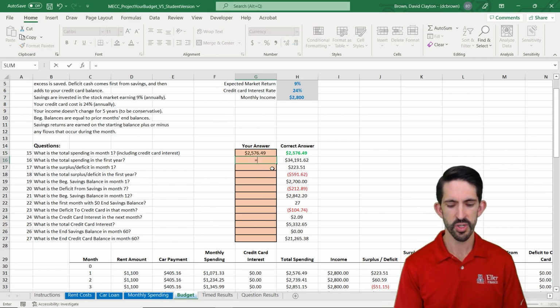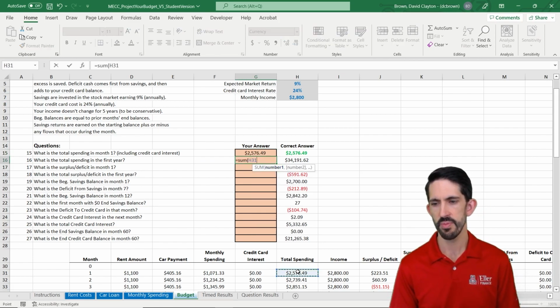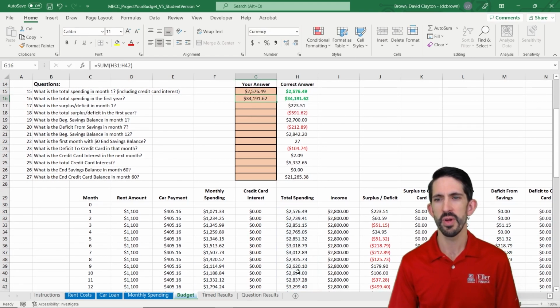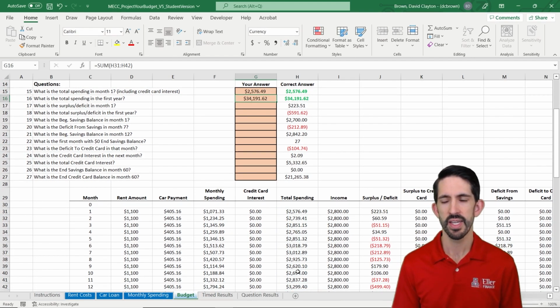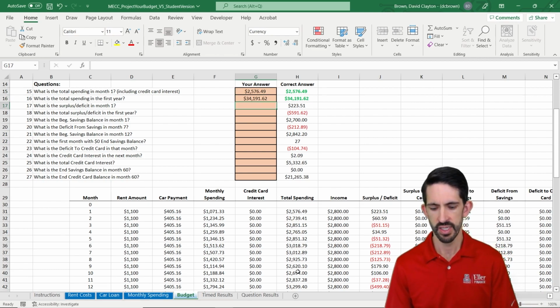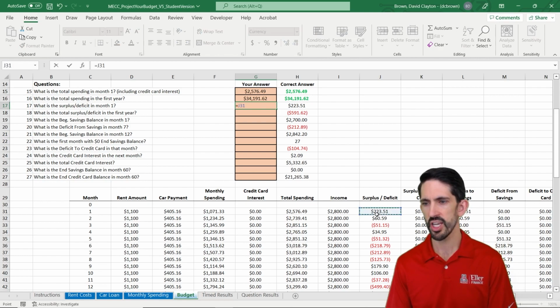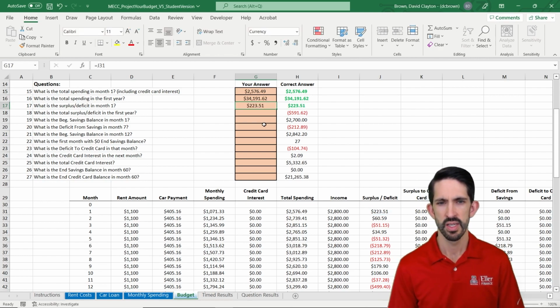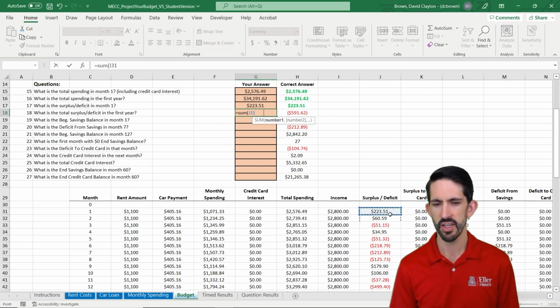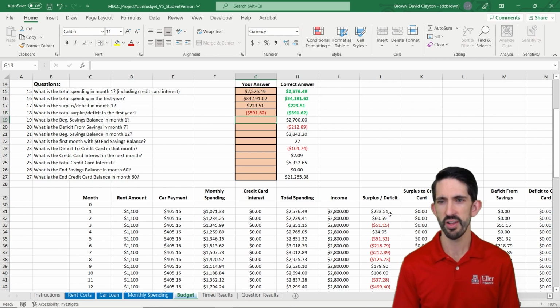And then we can also do our spending for the first year. So we're just going to sum up total spending. And these questions are really built to make sure you're getting your model right as you're building it. That's how these competitions tend to work, is that you want to check your work as you're going. So here we're doing that. Total surplus deficit for the first year. Let's add those across. Again, getting those 12 months all added up, and we see that everything's working out so far.